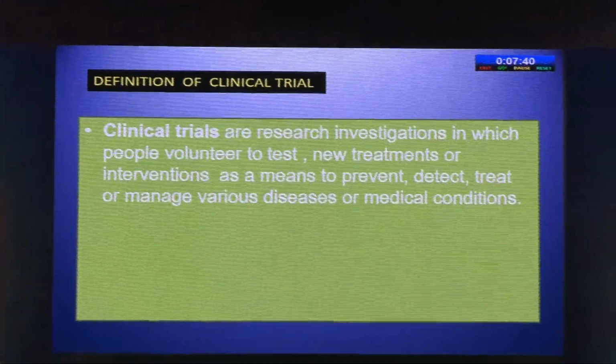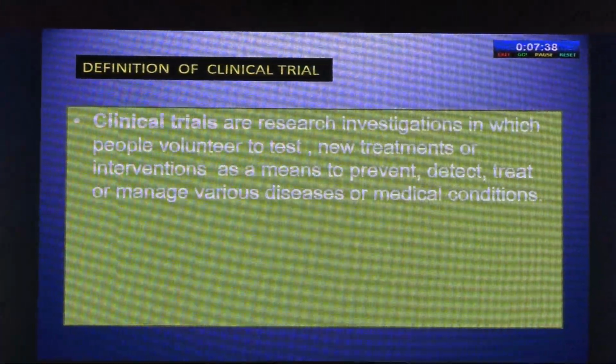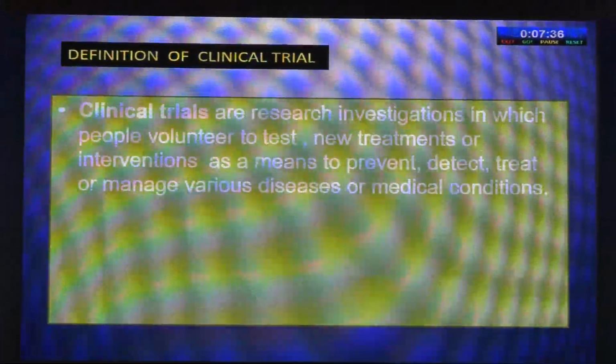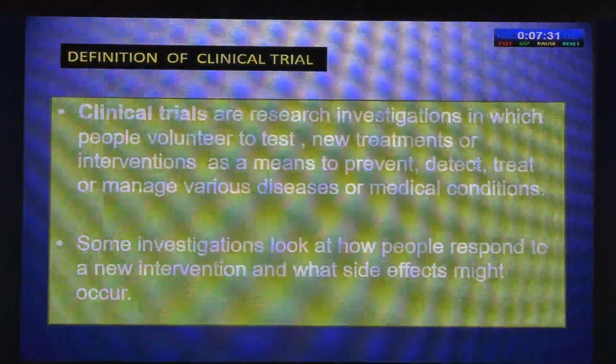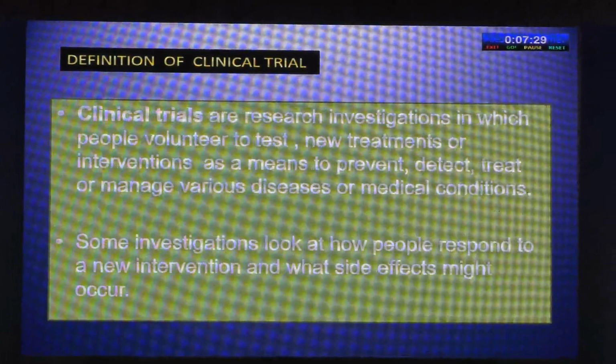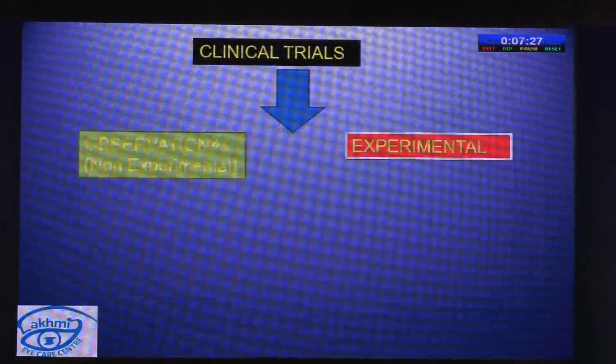Clinical trials are research investigations in which people volunteer to test a new treatment or intervention as a means to prevent, detect, treat or manage various diseases or medical conditions. Some investigations look at how people respond to a new intervention and what side effects might occur.